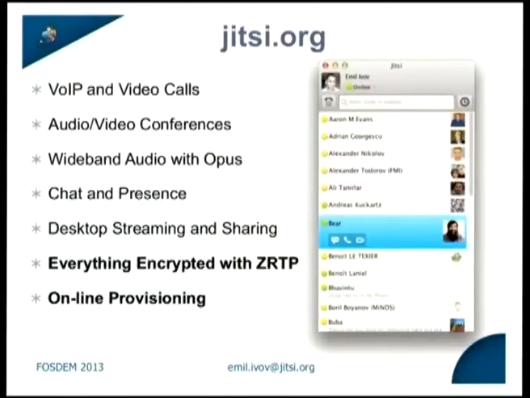So I've tried to put a number of features that we have here, but I think the most important ones that I would like to concentrate on today are those that you can only get with an open source application. The first one is security. You cannot seriously talk about security in anything that is not open source. This is impossible.